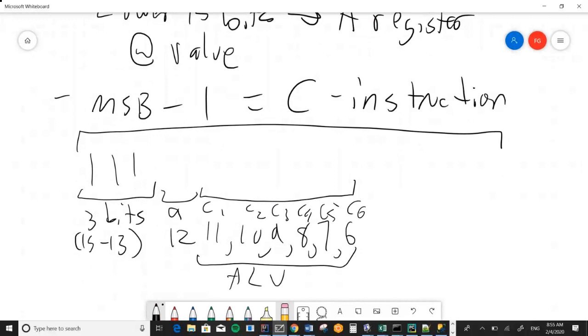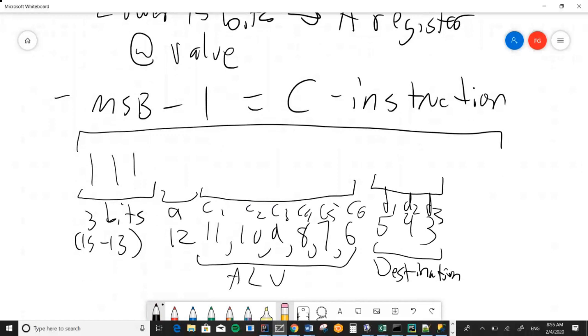Next, we have bits 5, 4, and 3. And these are called D1, D2, and D3. These are known as destination bits. So in other words, stuff comes into the ALU from the A register and the D register. Sometimes, instead of coming from the A register, it actually comes from RAM, denoted by the address in the A register.